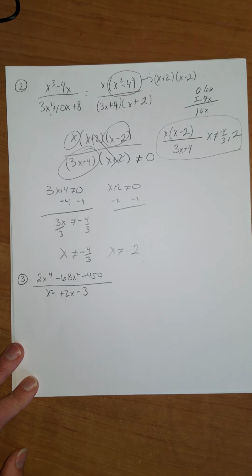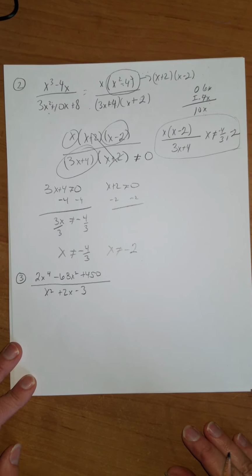All right, so here's what I'm going to do. I want to factor the numerator and the denominator first. Then I'll find my restricted values. And then I'm going to figure out what my answer is by dividing out common factors.